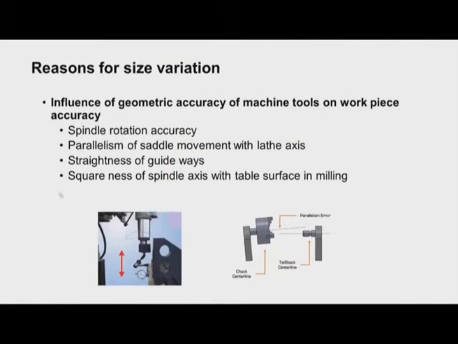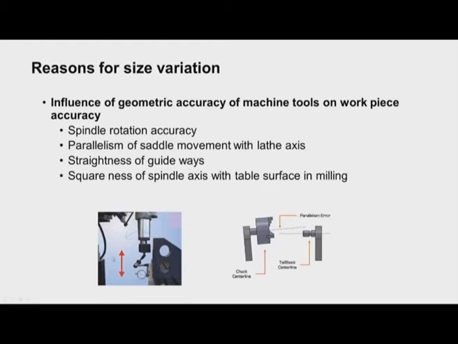Now, we discussed some of the reasons why the tolerances are specified, and we will discuss some of these points in detail. The influence of geometric accuracy of machine tools on workpiece accuracy.